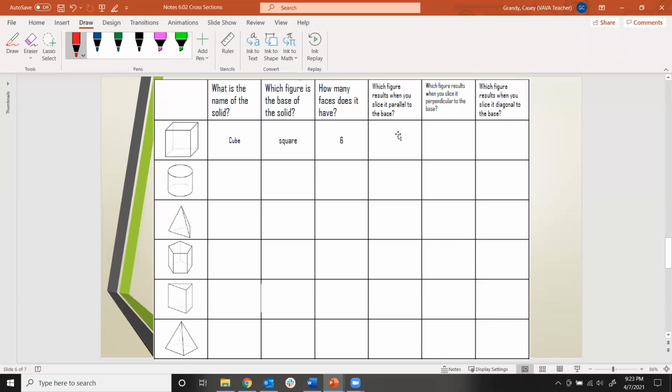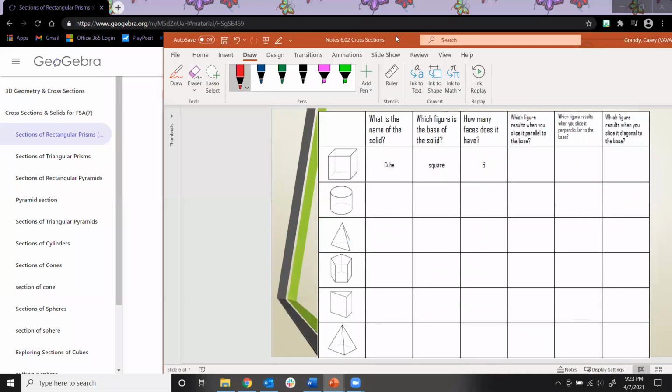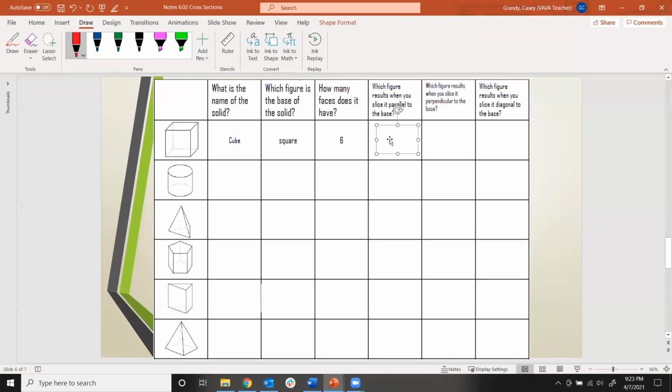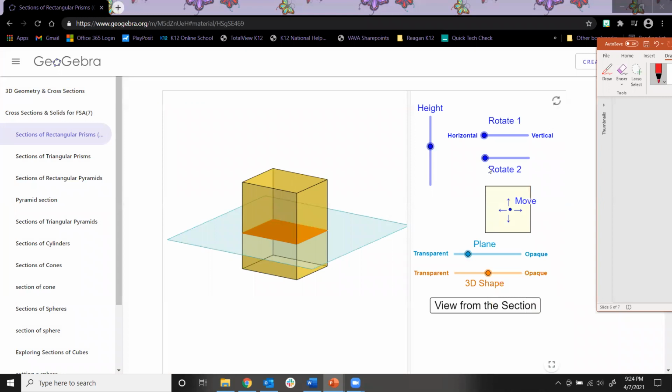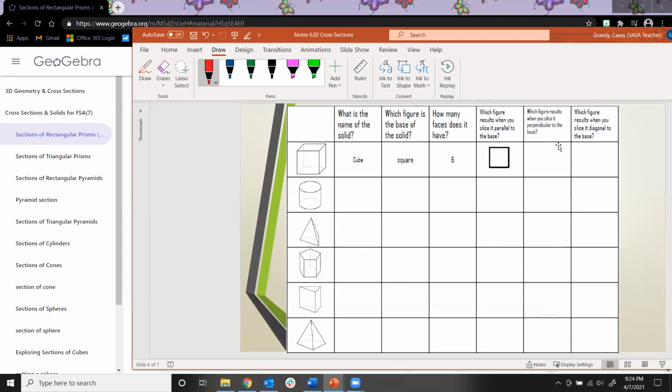Which figure results when you slice it parallel to the base? That's what my picture looks like here, parallel to the base. If I'm calling it a cube, then it's going to be a square. If you started out calling it a rectangular prism, you're going to say rectangle. And I just drew a picture. What about perpendicular to the base? I'm going to rotate this thing so it's vertical. What shape do you have there? Well, in this case, it's a rectangle. If you're calling it a cube, you might still say it's a square.